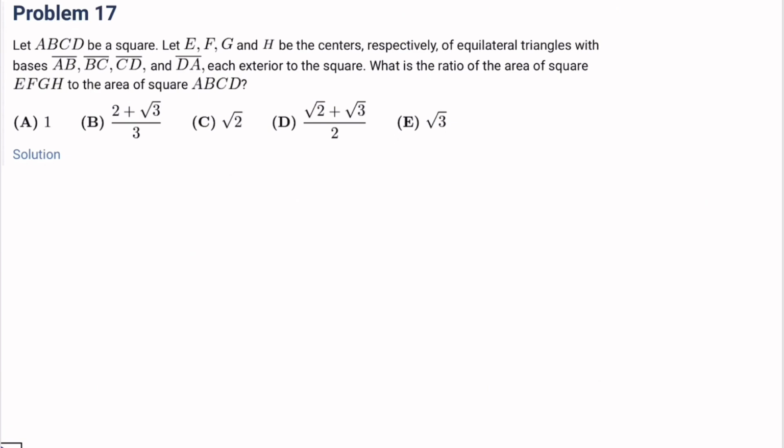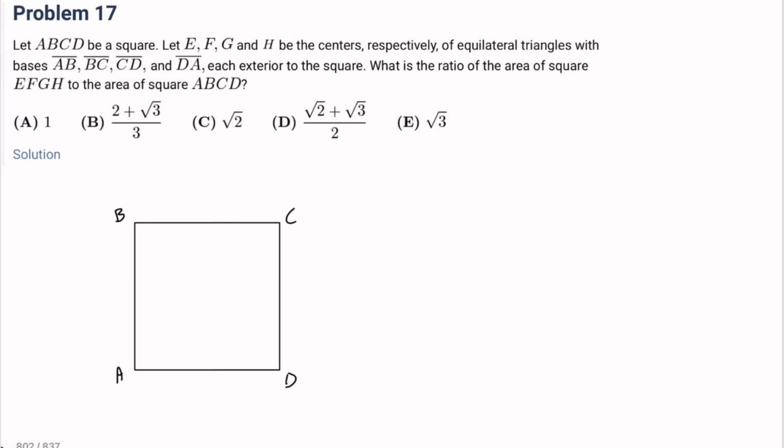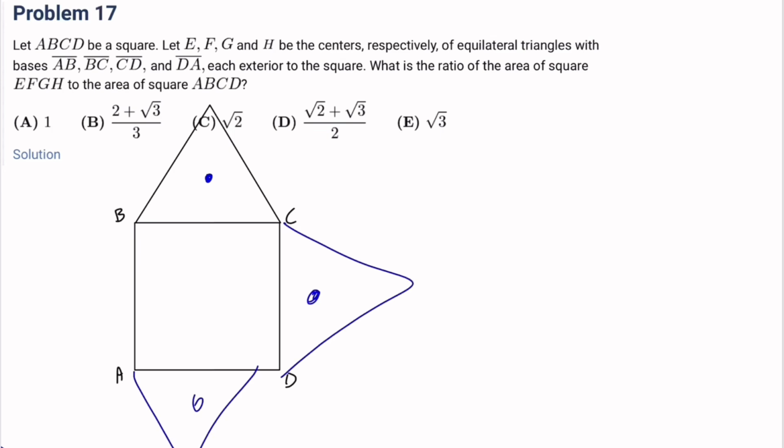Okay, so if we just take out our square, that's ABCD. So this is going to be A, B, C, D. We are going to have equilateral triangles, each exterior to the square. If we just draw only one of those, that's going to look something like that. E, F, G, H, they are the centers of those triangles. So this is going to be the center of that, and then if we have one more, we're going to have that, and that, and that.